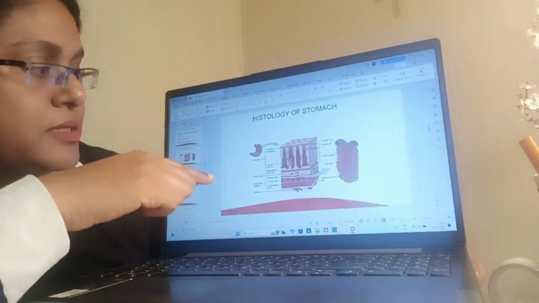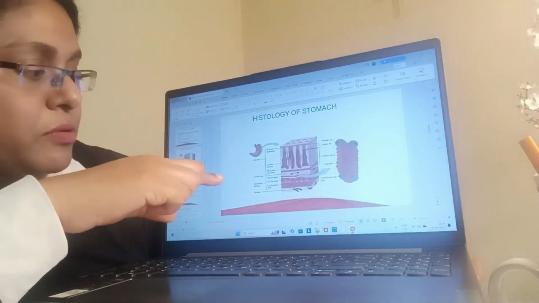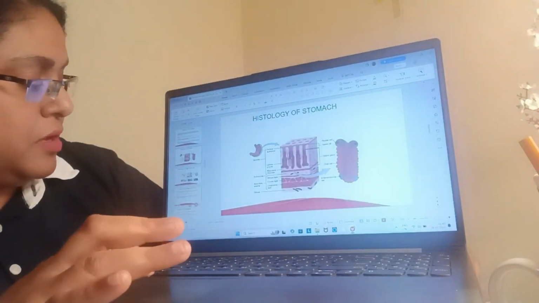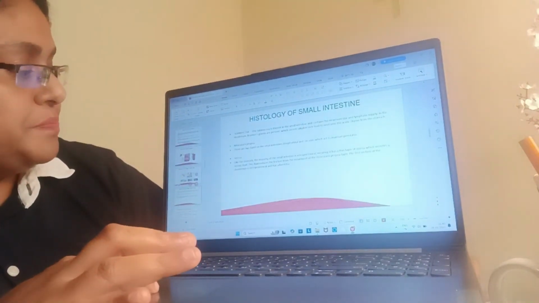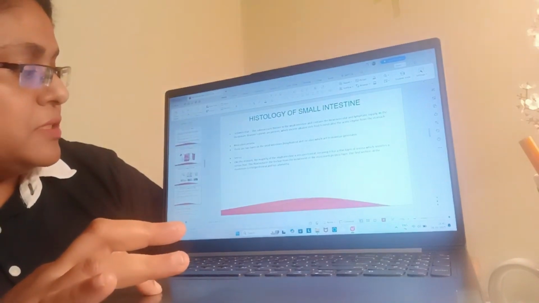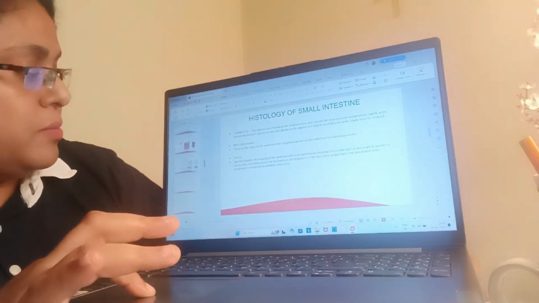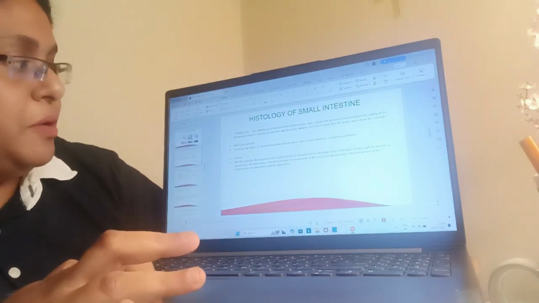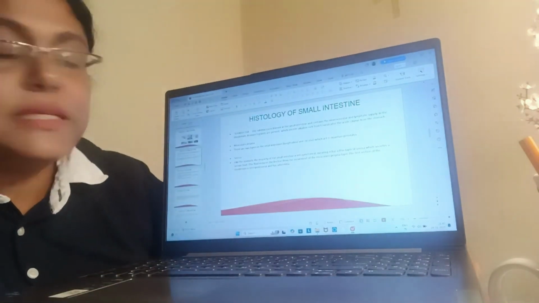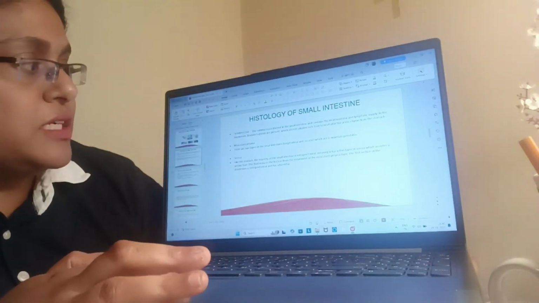The image shows us the mucosa layer, submucosa layer, muscularis externa, and also the serosal layer. Next, we can talk about the histology of the small intestine. As we have talked about earlier, like the stomach, it also has a submucosal layer. So one is missing: the mucosal layer is missing in the histology of the small intestine.